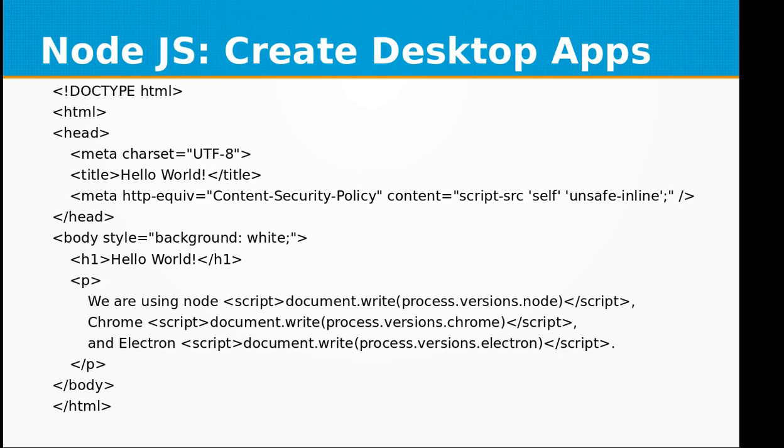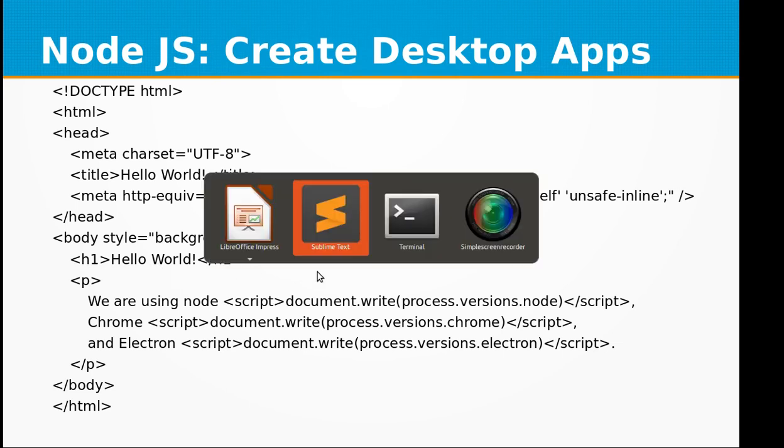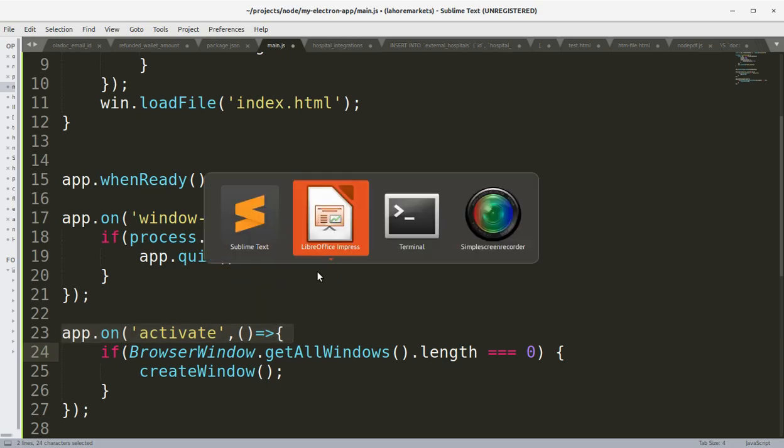This is a simple HTML page with hello world, and then we have the body style, background white. We have the paragraph tag saying we are using node, document.write process.versions.node, and process.versions.chrome and electron version. So we are simply printing out the version numbers of node, chrome and electron because all these three are working together to give us this experience. And at the top we have the h1 tag that says hello world. So that's it for the HTML file.